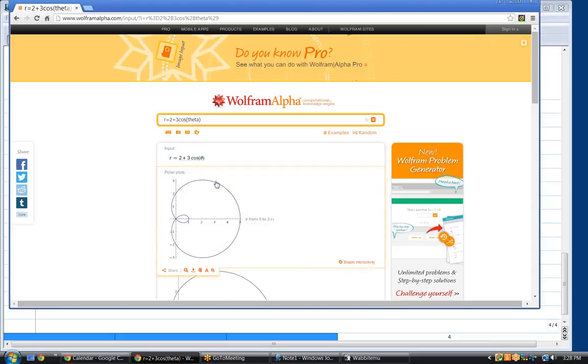Now, when I get to this point, I don't know what r is, but I'll bet it's not 5. No, because cosine of theta is never going to be 1 again, except at 0, and then again when it comes back around to 2 pi. So that's its maximum value, at theta equals 0, and then again at 2 pi.